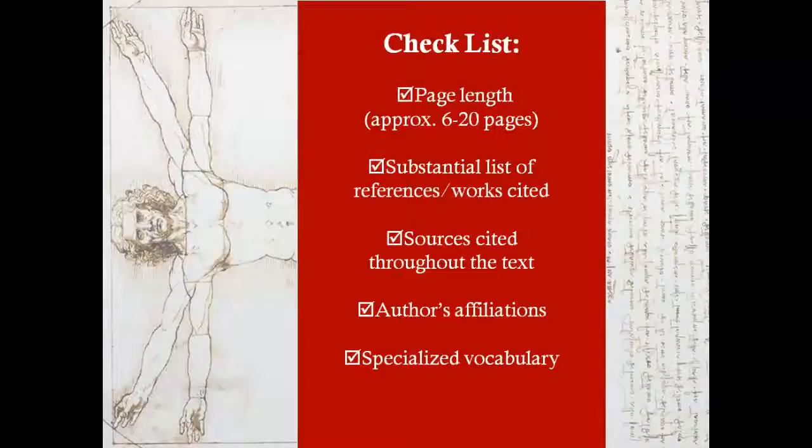If the authors cite their sources throughout the text, this is a good indicator that the article is scholarly. Check out the author's affiliations. Do they work at a university, research institution, or hospital? This adds to their credibility.